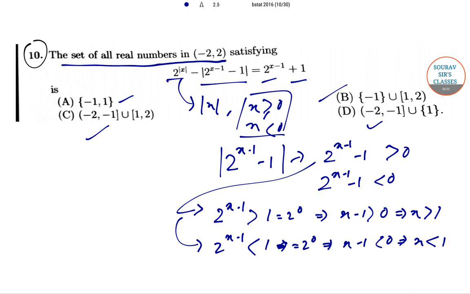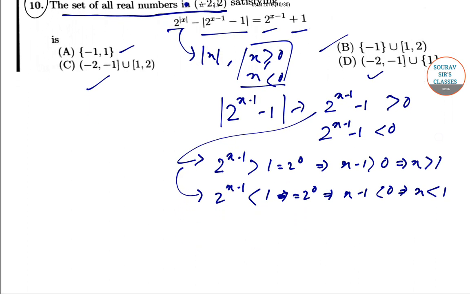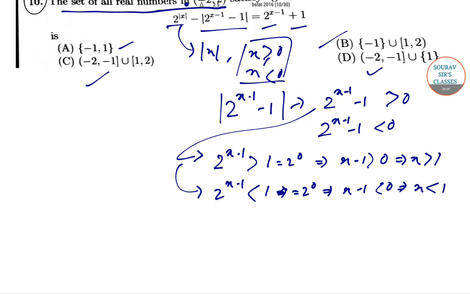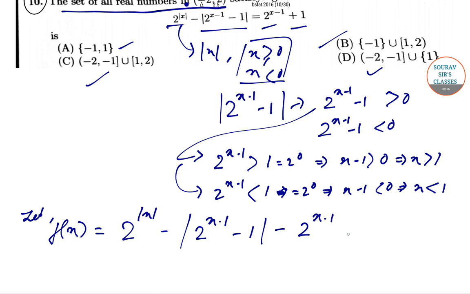So x greater than 0, x less than 0, x greater than 1, and x less than 1, and also x lies in the interval -2 to 2. These are the things that we need to consider when we define the function subsequently. So what we'll do is first let f of x be equal to 2 to the power mod x minus mod of 2 to the power x minus 1 minus 1 minus of 2 to the power x minus 1 minus 1. So this is what we are looking for. Now we'll break it down.